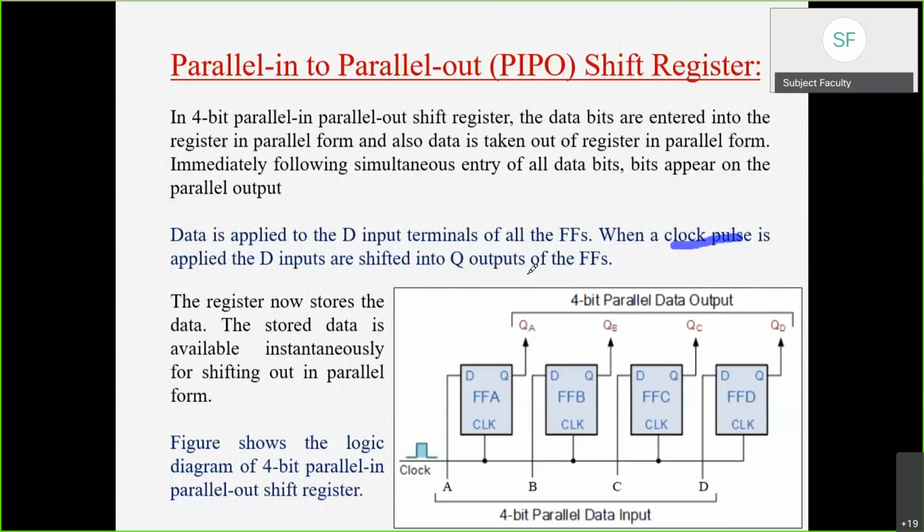So this is a very simple operation. Whatever the value of the D input, the output will change accordingly. If D is 1, the corresponding Q output will be 1, and if D is 0, the corresponding output will be 0. The register now stores the data. Once you have applied the clock, the values of QA, QB, QC, QD will be the inputs which you applied. So basically, it is storing your data. The stored data is available instantaneously for shifting out in parallel form.